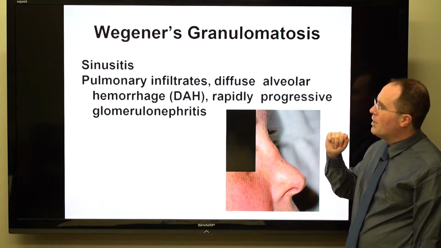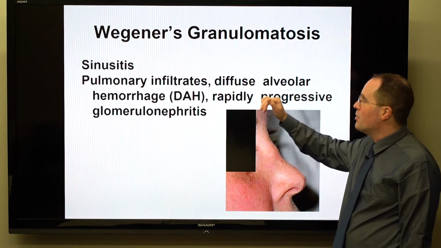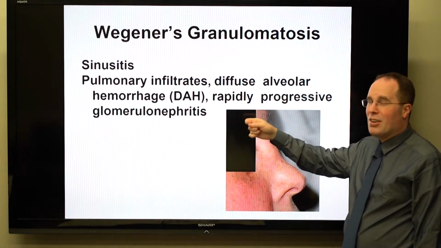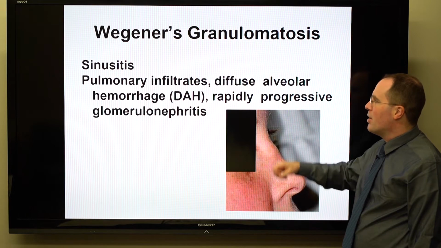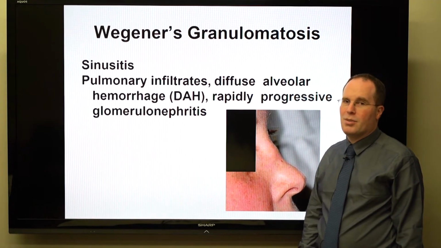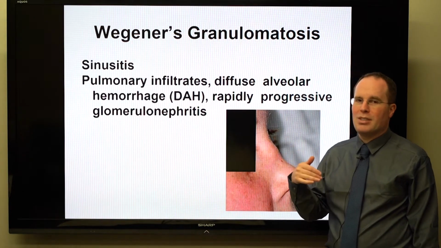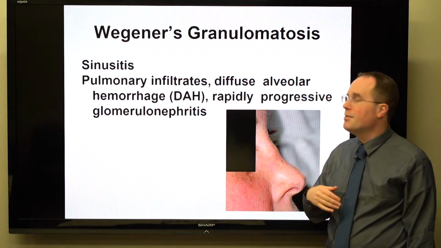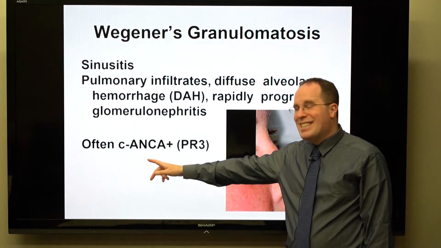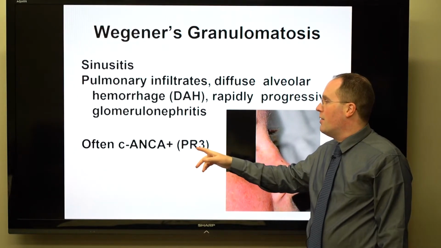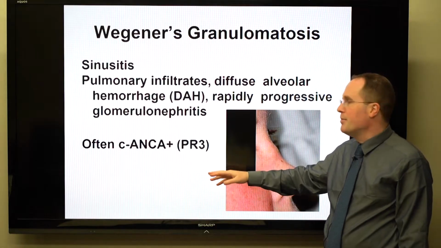And then, like many other ANCA-associated vasculitis diseases, you could see pulmonary infiltrates, diffuse alveolar hemorrhage in the worst case, and you could see rapidly progressive glomerulonephritis. So this is one of what is often called a pulmonary renal syndrome. So it often affects the lungs and kidneys. And Wegener's or GPA is often C ANCA positive. And very often you see an antibody against PR3, proteinase 3.